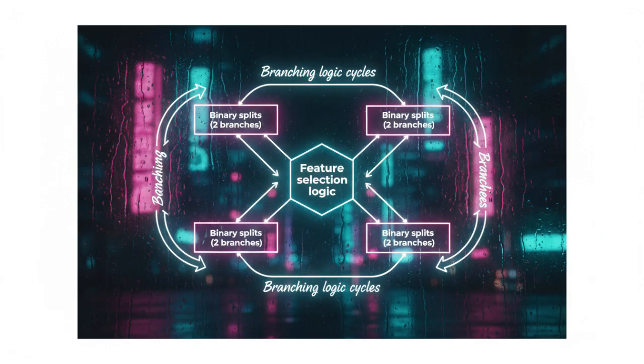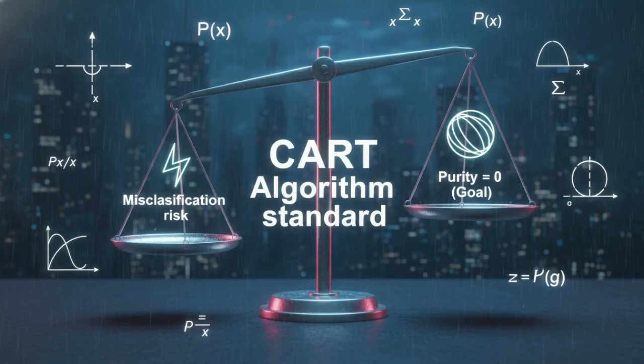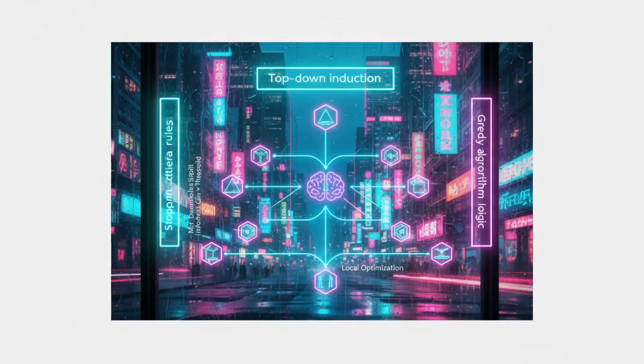While information gain is popular, many algorithms like CART, classification and regression trees, use Gini impurity. This metric measures the probability of a randomly chosen element being incorrectly labeled if it was randomly labeled according to the distribution in the subset. A Gini score of 0 represents perfect purity, meaning all elements belong to a single class. The algorithm seeks to minimize this risk of misclassification. Most modern software implementations, including scikit-learn, default to Gini impurity because it is computationally efficient, requiring fewer logarithmic calculations than entropy-based methods.